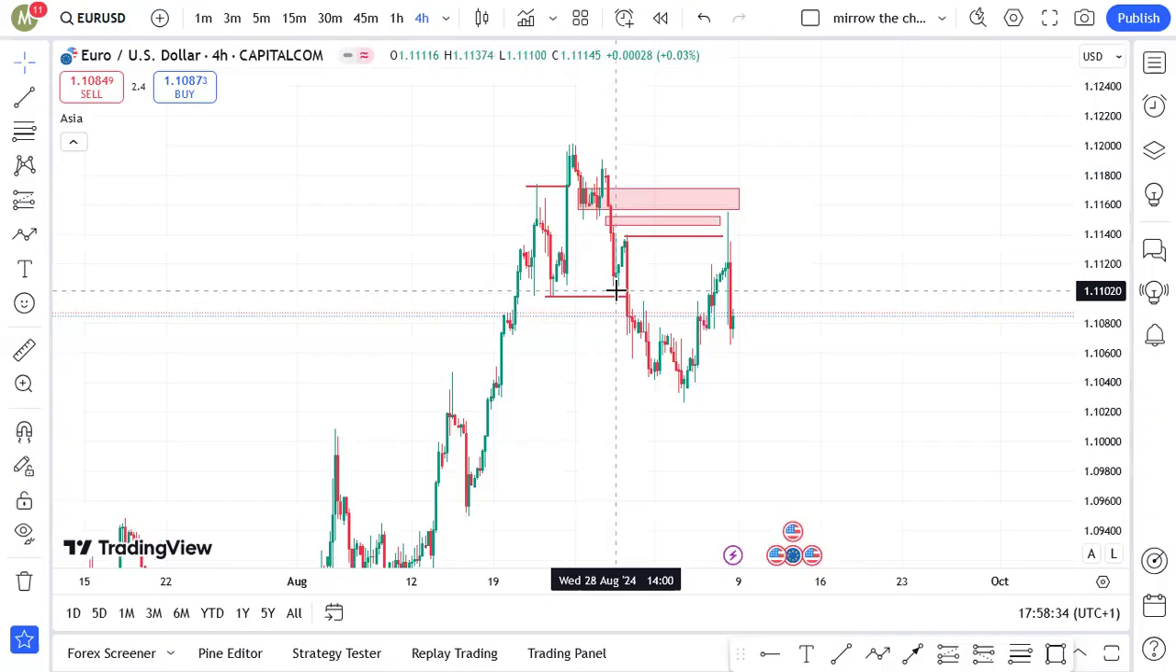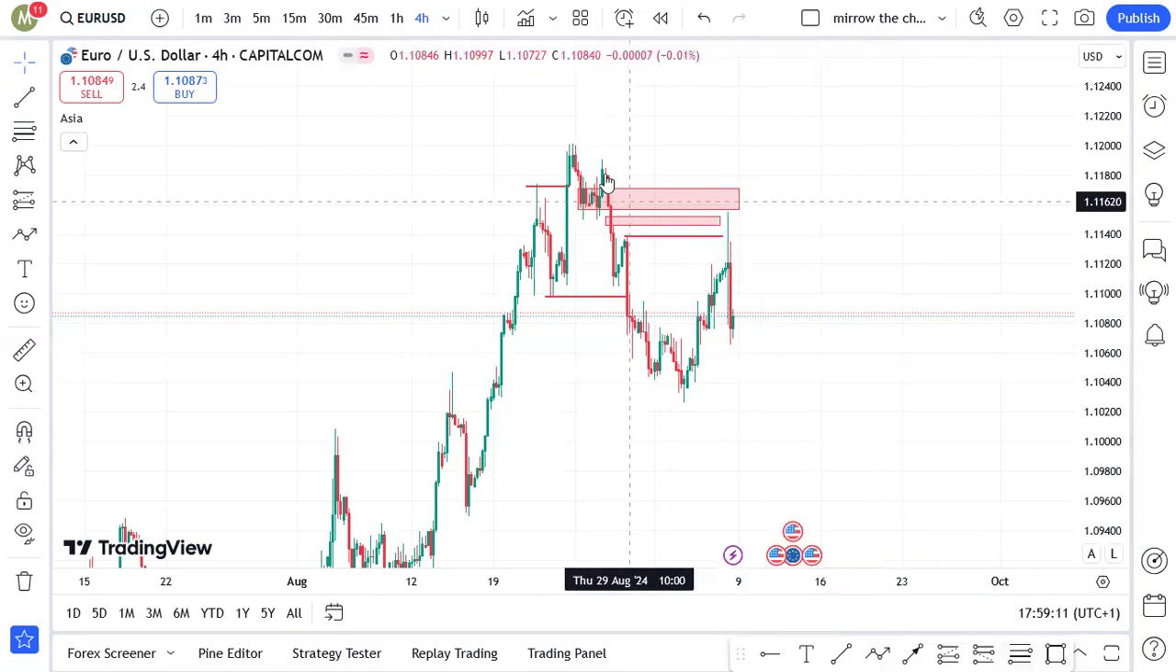Now let me go back. What makes a valid range structure? A valid range structure must have grabbed liquidity, sell side liquidity or buy side liquidity, from previous swing points, previous higher time frame swing points, from previous highs, daily highs, weekly highs, monthly highs, and broken structure to the opposite side, leaving for us a range to work with. And that range that price left for us is a valid range because it took out liquidity and broke structure to the opposite side.